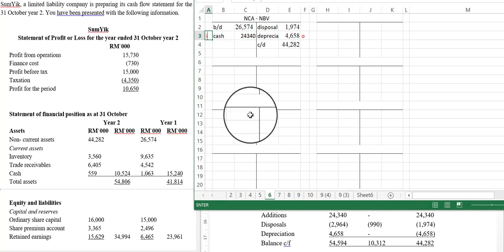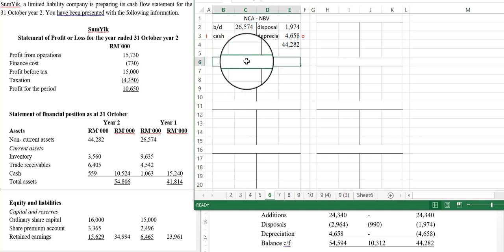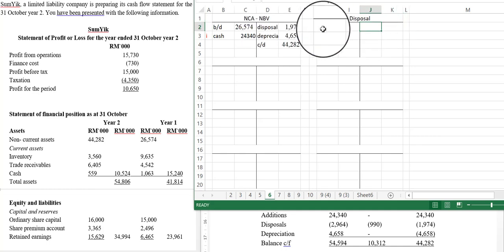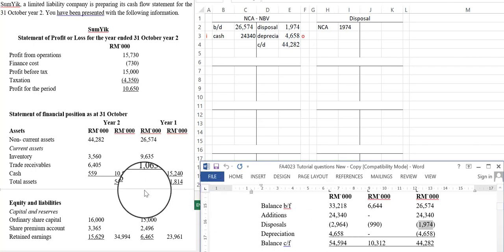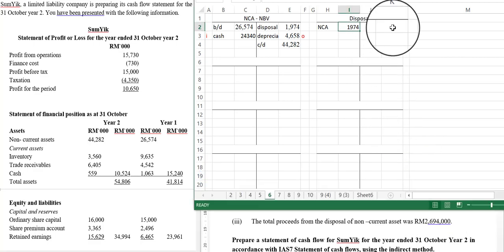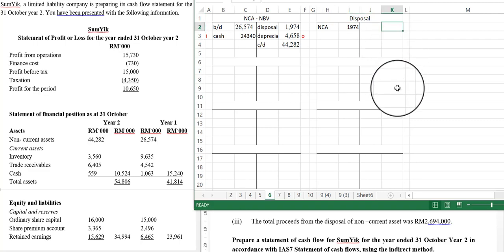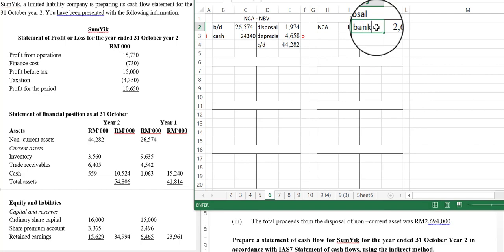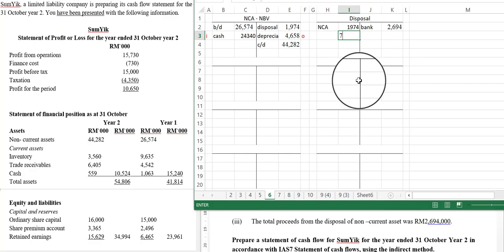So here is a non-current asset, so it's an investing item. Okay. Now next go for the disposal for this account. Credit here, so it's a debit here. NCA, 1974. Now according to the questions, you have a disposal and total proceeds from disposal was 2694. So this is the money that you receive, into your bank. You get it? So if you take 2694 minus 1974, you get 720.